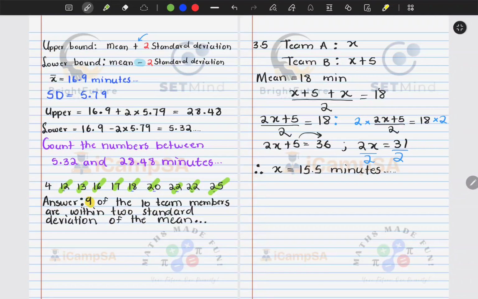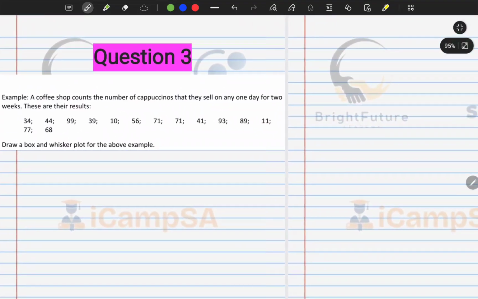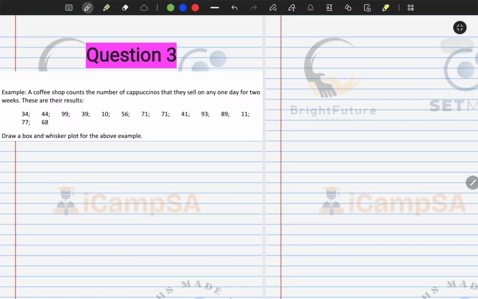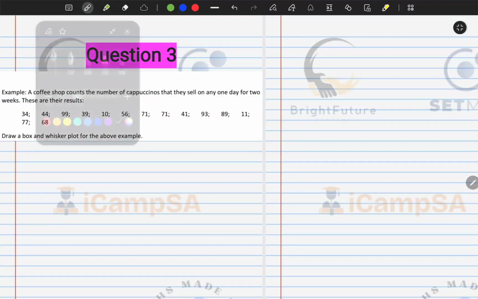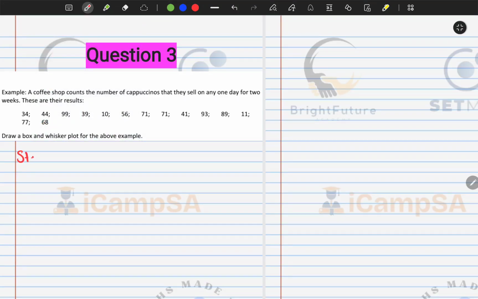Let's have a look at the next question then, which is this one, question number 3. For question 3, we are told a coffee shop counts the number of cappuccinos that they sell on any day for 2 weeks. These are the results. Draw the box and whisker for the above example. Remember, for our box and whisker, we need to first rearrange the data. So I'll put in some steps here.